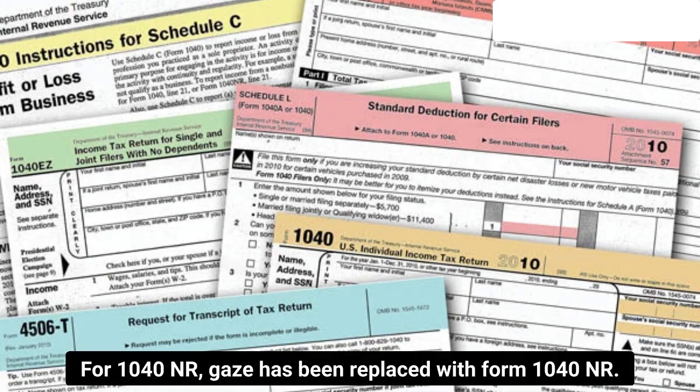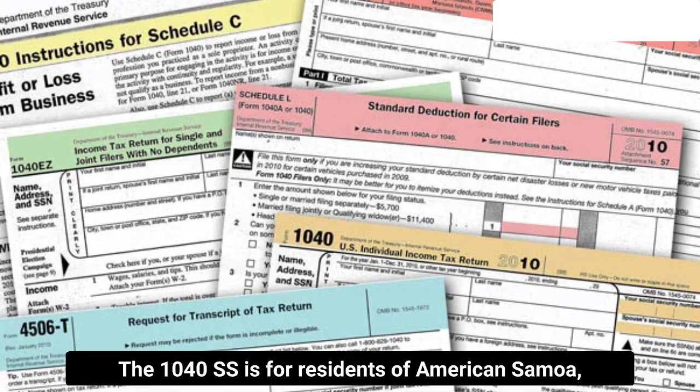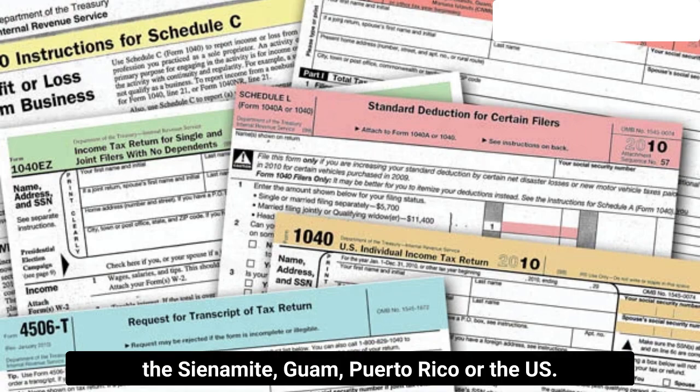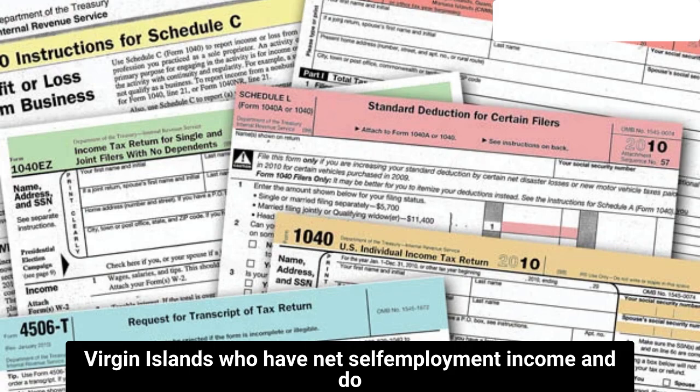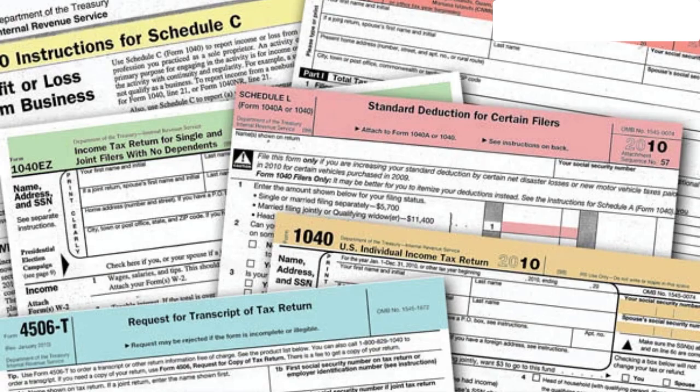Form 1040 NR GEZ has been replaced with Form 1040 NR. The IRS also produces the 1040 SS and 1040 PR. The 1040 SS is for residents of American Samoa, the CNMI, Guam, Puerto Rico, or the U.S. Virgin Islands who have net self-employment income and do not have to file Form 1040 with the U.S. Form 1040 PR is the Spanish-language equivalent of Form 1040 SS.